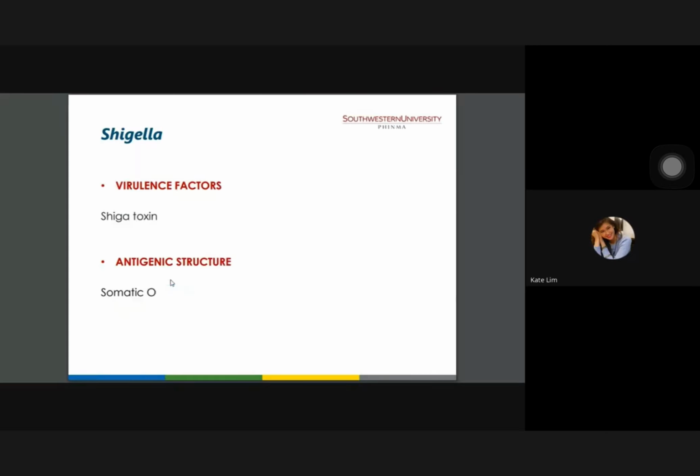So the primary virulence factors of Shigella are the Shiga toxin and its antigenic structure, which is somatic O. If you could remember, Shigella is non-motile, so therefore it has no H antigen. It is non-capsulated, therefore it doesn't have the K antigen. So for Shigella, the antigenic structure is only the somatic O, and we also have the Shiga toxin.